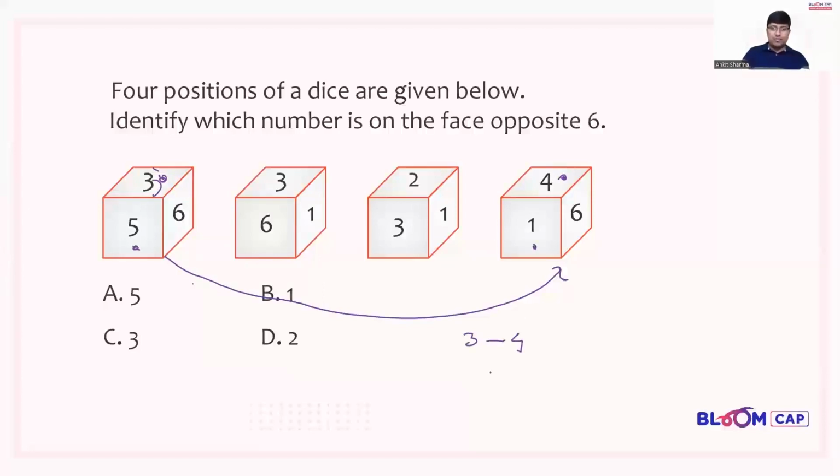Opposite of this front 5 will be 1. And now what is left out for being opposite to 6? It is 2 only. So in that case, the answer is option number D, that is 2. Are you all getting this or not?